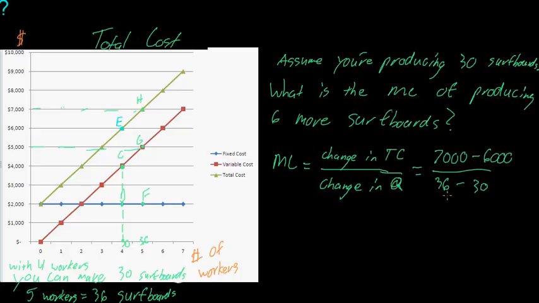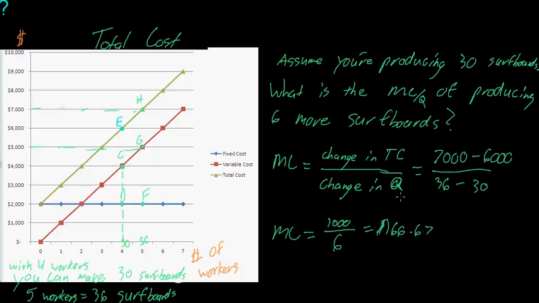So this will give us the marginal cost per unit, I should have said the average marginal cost, or the marginal cost per unit, so I'll write marginal cost per Q, of producing 6 more surfboards, which is equal to 7,000 minus 6,000, which is 1,000, divided by 36 minus 30, which is 6. And I did this division ahead of time because I didn't want to do it by hand, and that's 166.67. So that's $166.67.